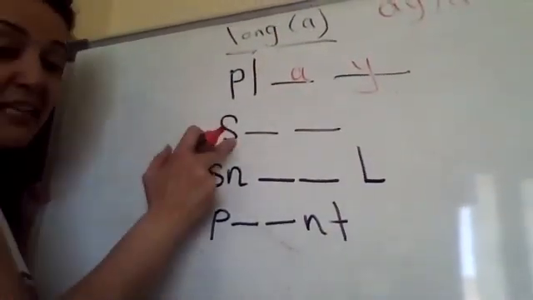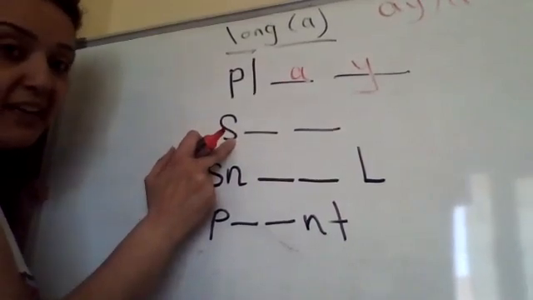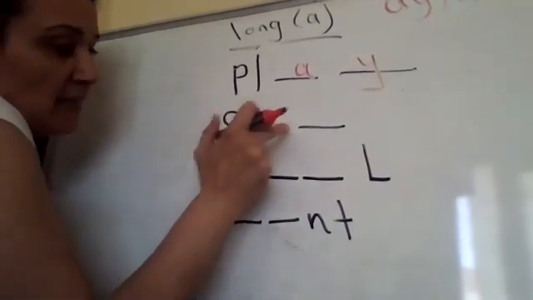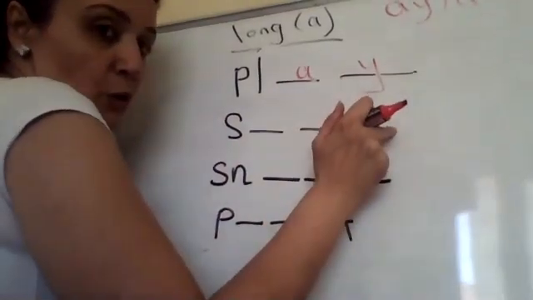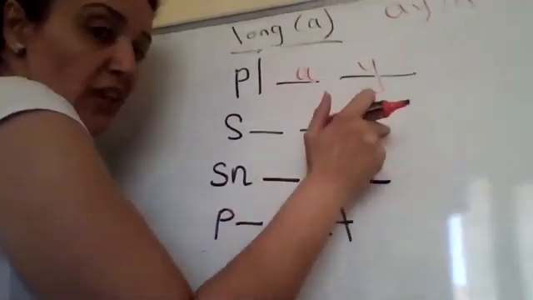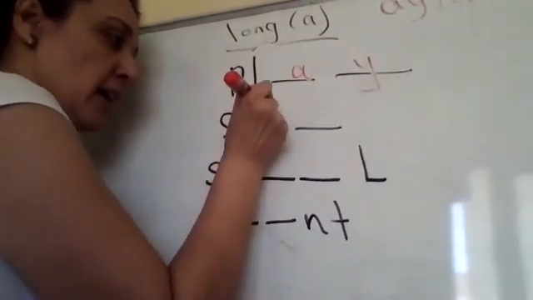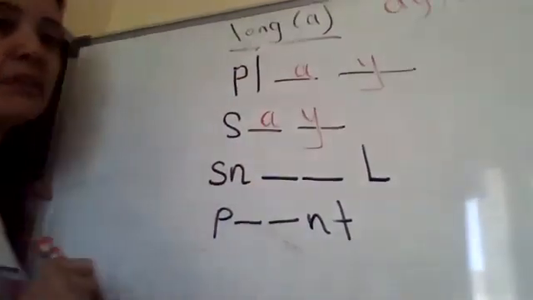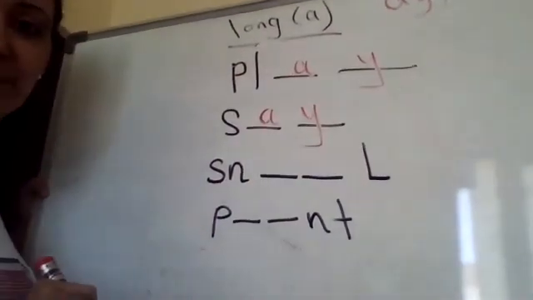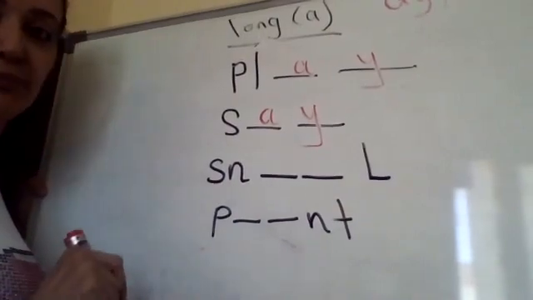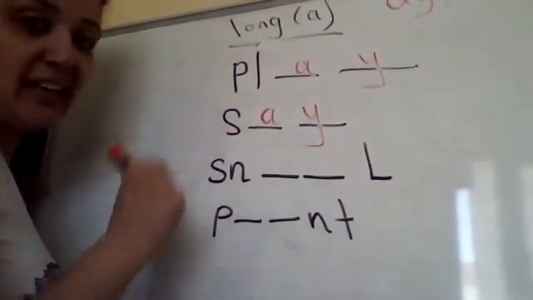The same with the second word here, say. I see S, space, but then we don't have any letter. If you don't have any letter, you have to put A and Y. Say.